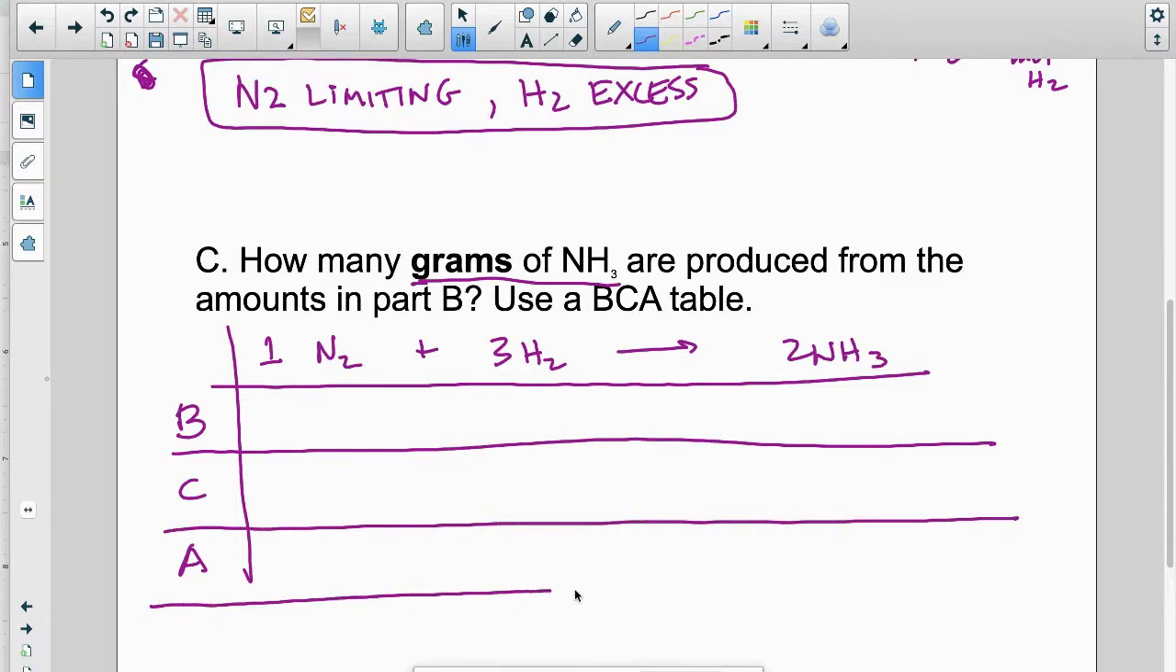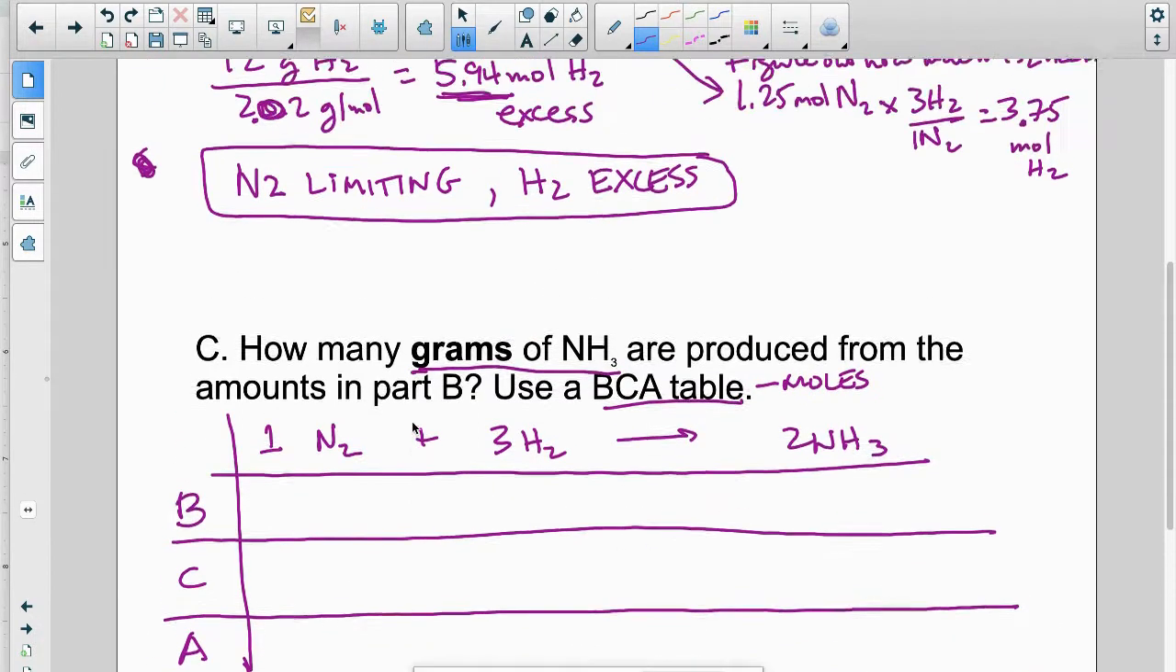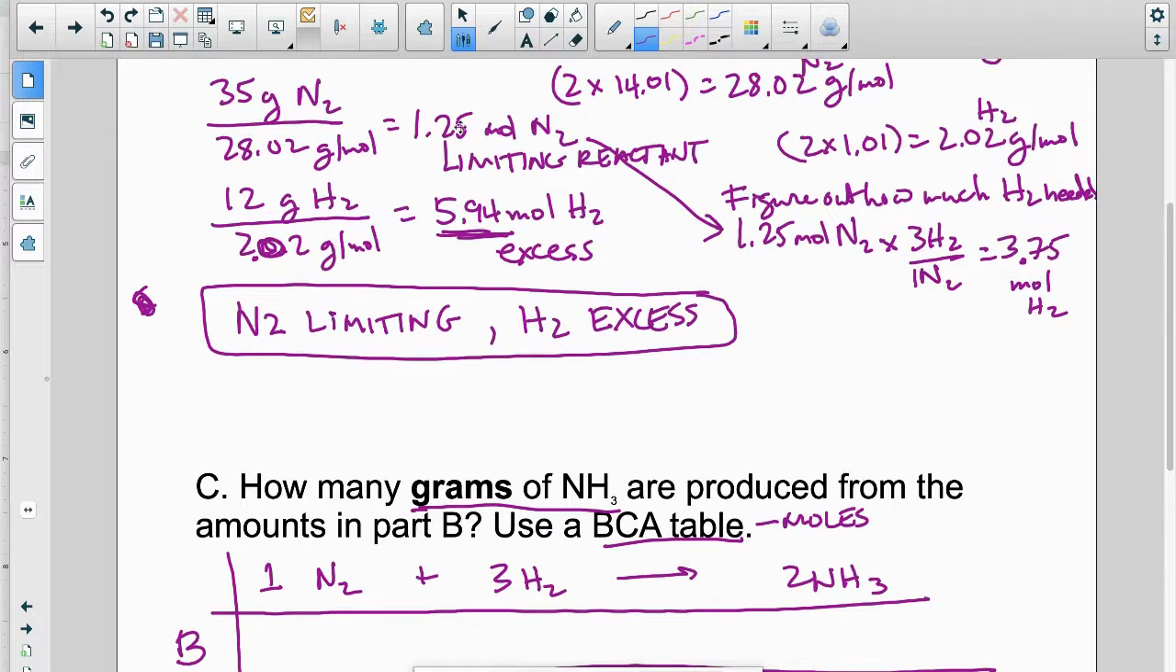Okay, so here's my BCA table. Remember, the BCA table has to be in moles only. So let's go back and look, right? We found the moles in part B, so we can take our moles from part B and put them into the table. So here we have our 1.25 moles of N2.